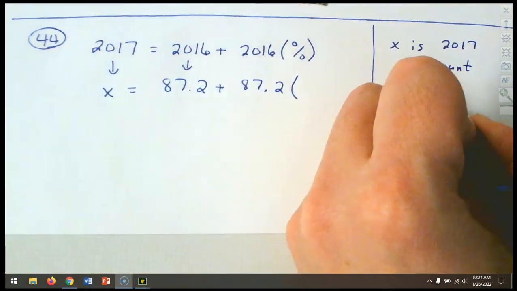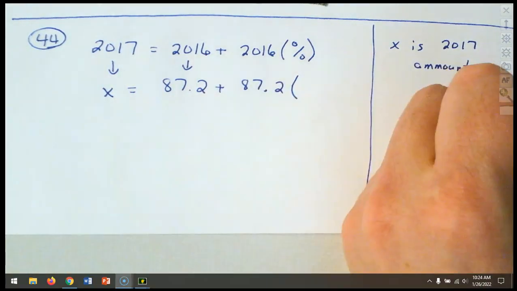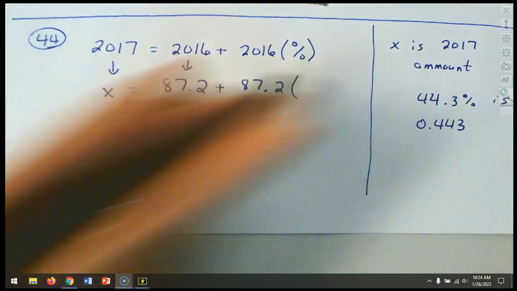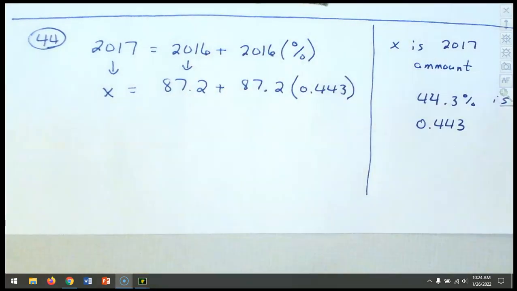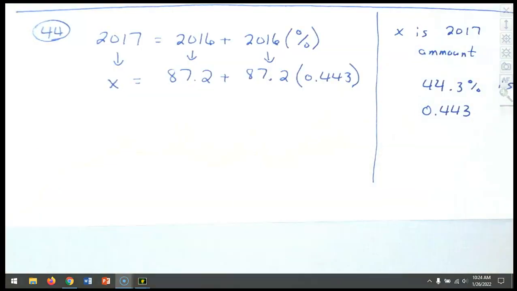And 44.3% is 0.443 as a decimal. Is everyone okay with how I did that? So this is what we want to find.